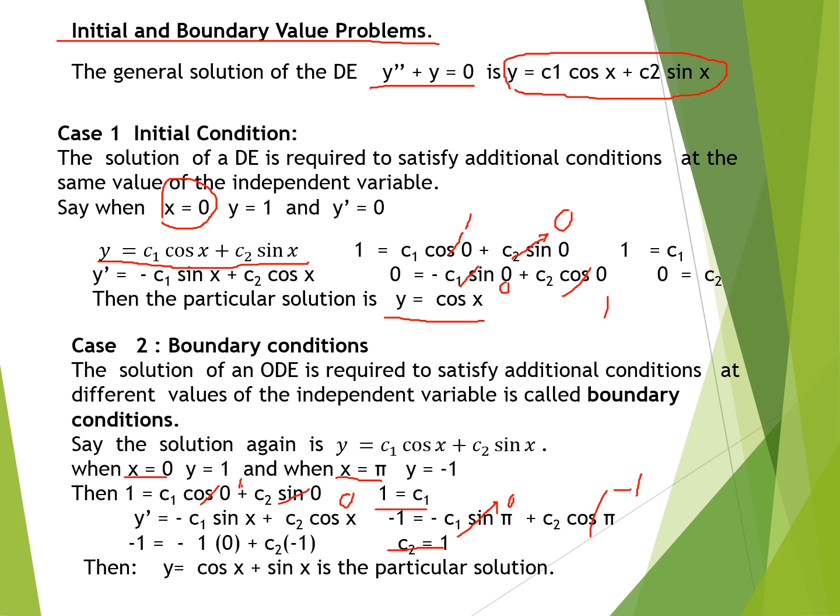Okay, C2 is 1 and C1 is 1. Then we have a particular solution. We know already the values of C1 and C2, that is cosine x and sine x. So this gives you a particular solution. Let's summarize again. When you talk of initial conditions, what can we say about the values of the independent variable? They are the same. While in boundary conditions, the values of the independent variable are different.